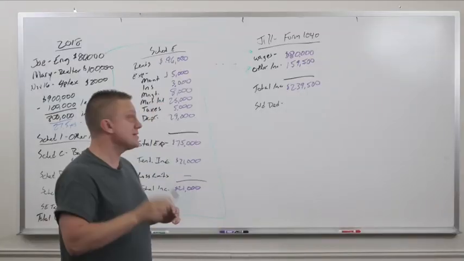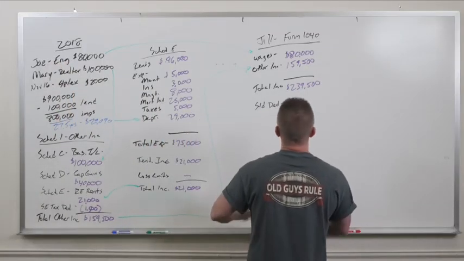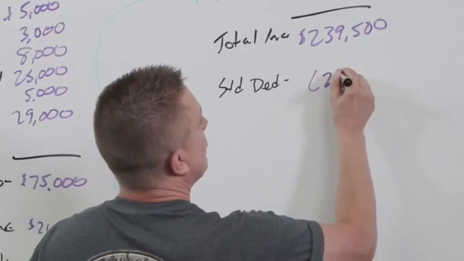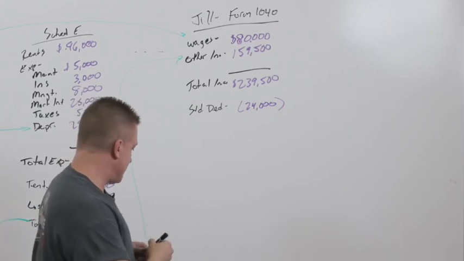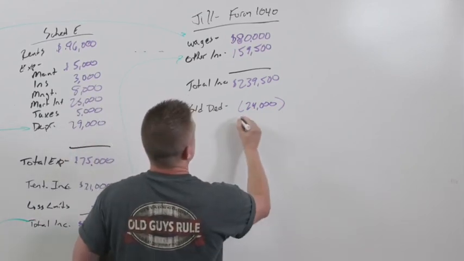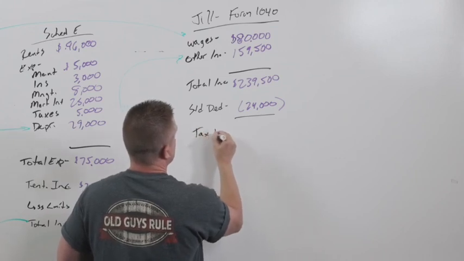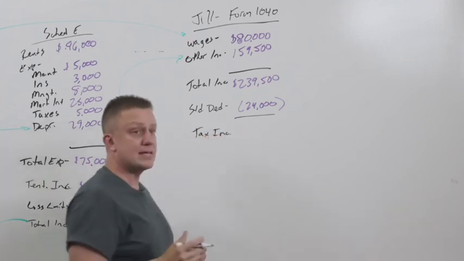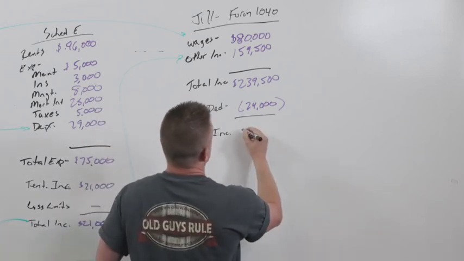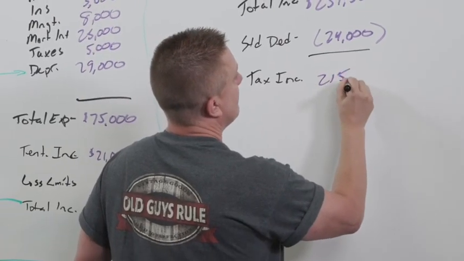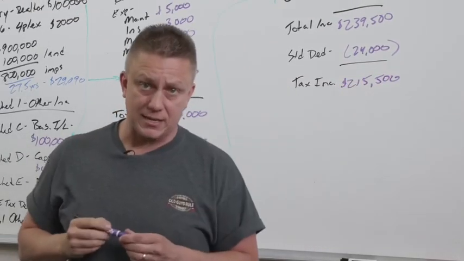For 2018, for a married couple filing jointly, the standard deduction is $24,000. So we drop their total income by $24,000, and that gets us what's called taxable income, right? TI, taxable income. For these guys, $239,500 minus 24 is $215,500. This is what Joe and Mary pay tax on.